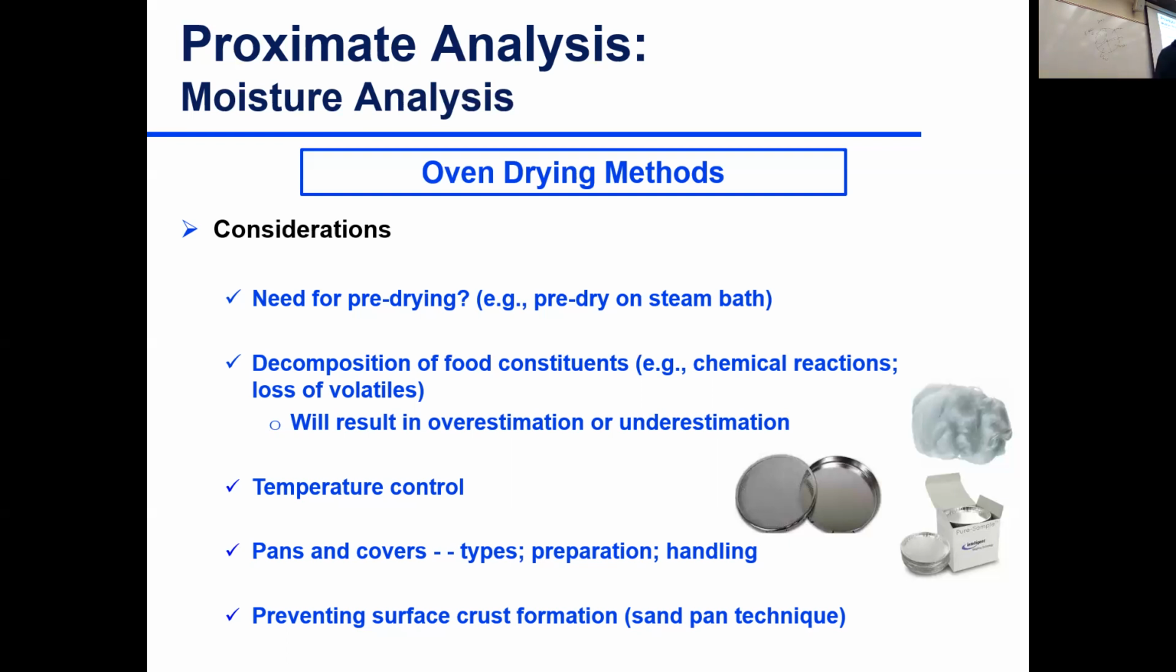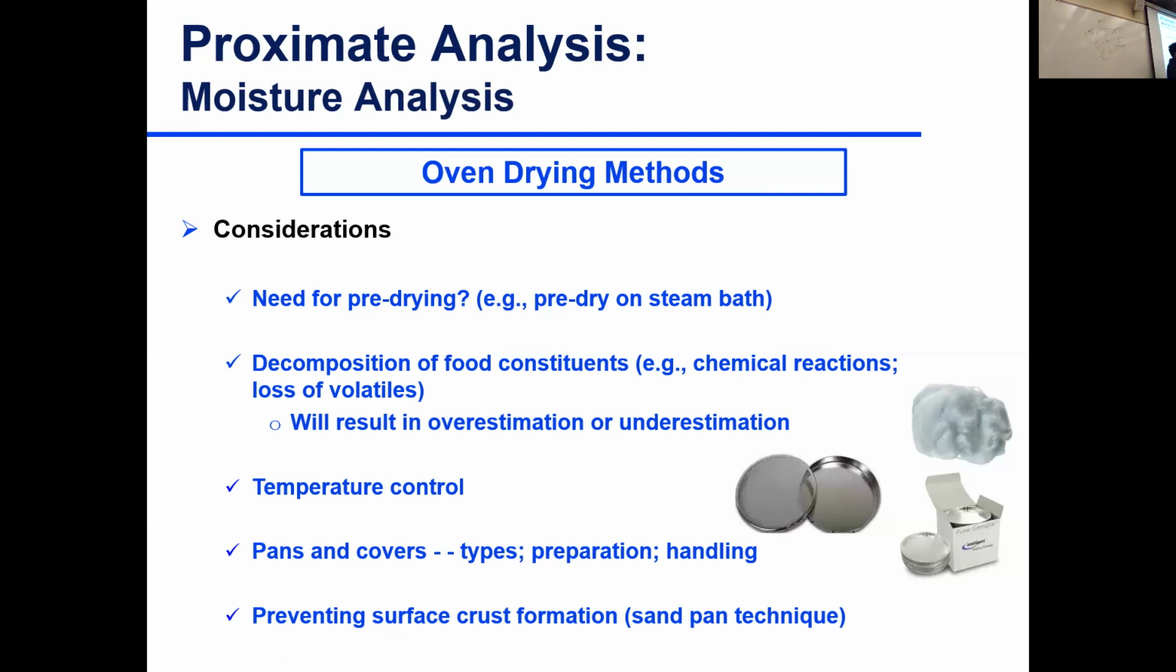Another chemical reaction that can happen is the Maillard reaction. You have proteins and you have reducing sugar. Maillard reaction is a condensation reaction. You lose bound water. You get overestimation of moisture. Loss of volatiles. If you have volatile flavor compounds or any other compound that can be volatilized, it will be volatilized with the water, and then when you take the weight difference, you're going to overestimate moisture content.